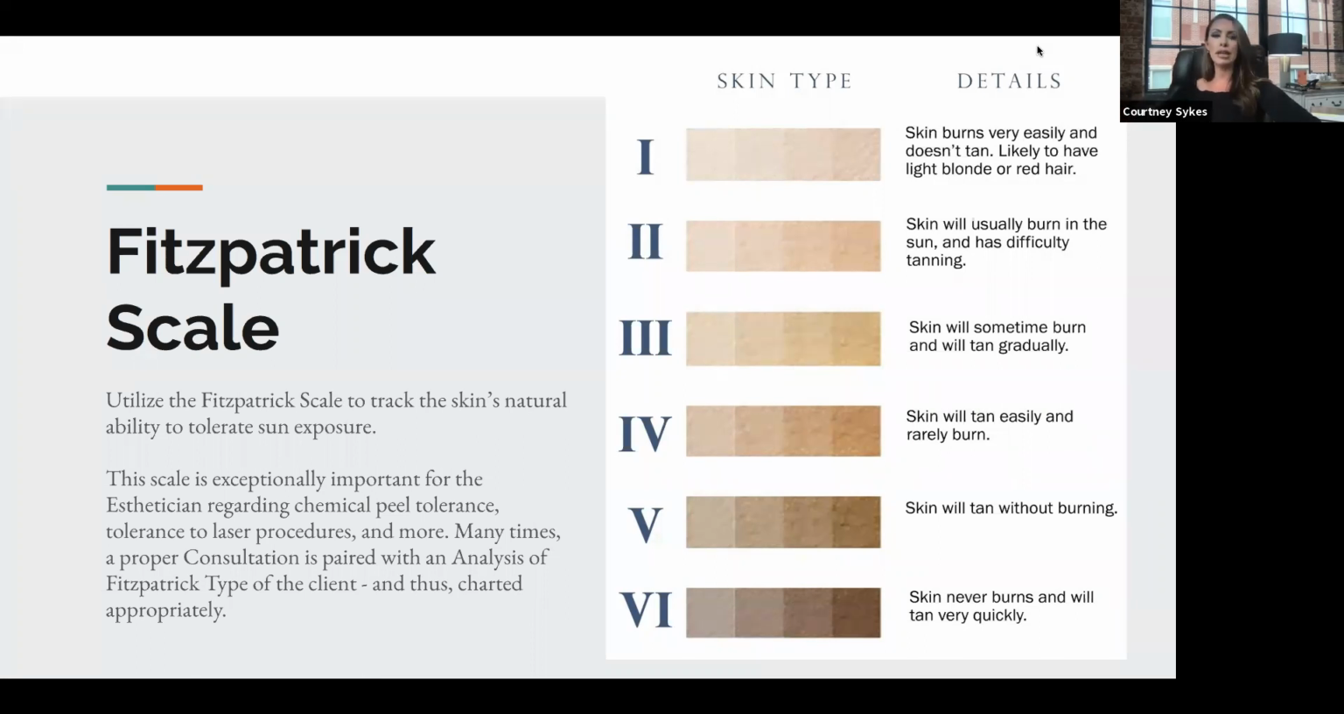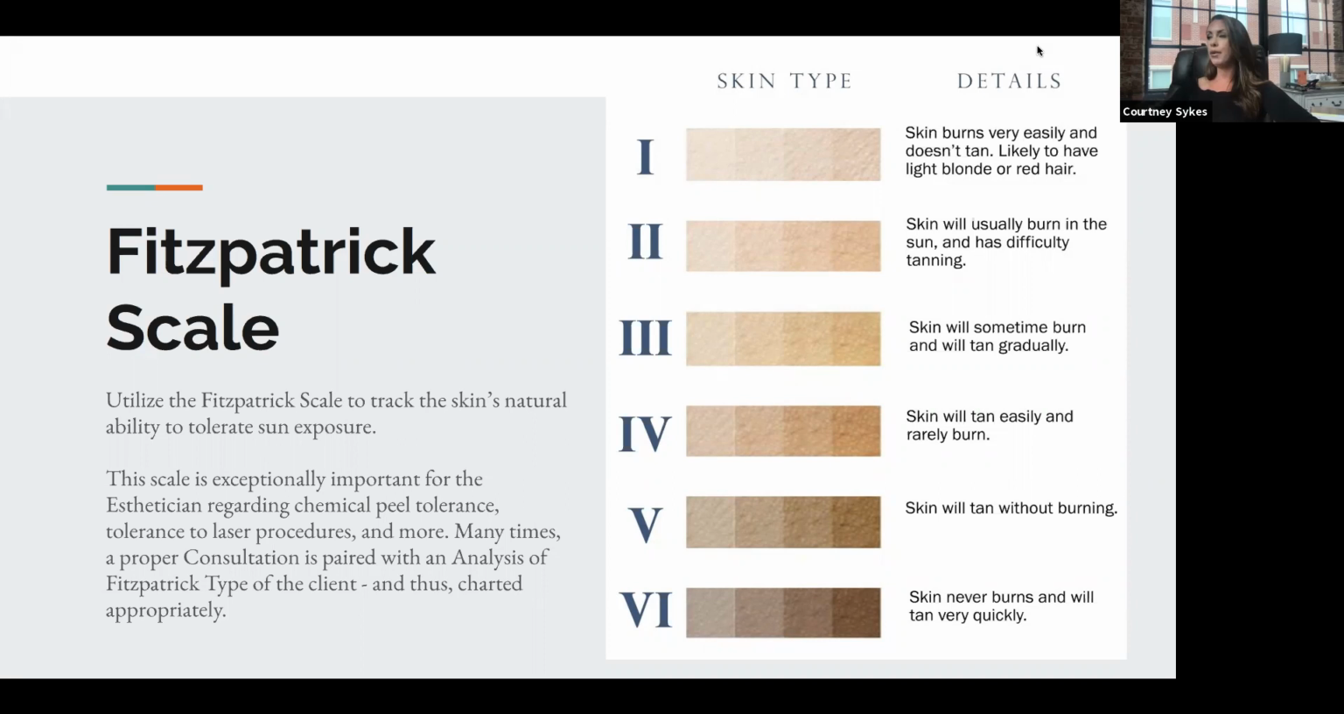All Fitzpatrick types, guys, can do laser treatments, can do microneedling, can do chemical peels. All of them can. It's just about understanding the safety that goes along with that. Does that make sense? Everybody can do it. So when people talk about, well, Fitzpatrick this can't do this, or they can do this, not the case. It really is about easing yourself into it. So if you have questions for me about that, shoot me an email.